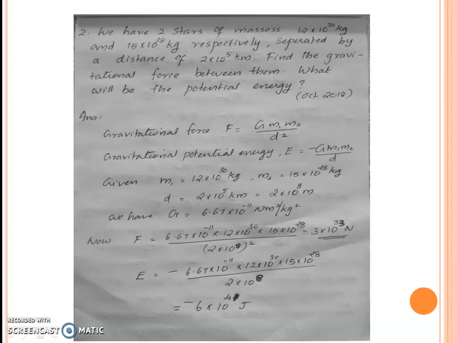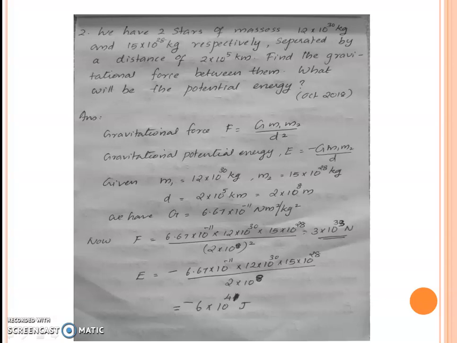The second question is, we have two stars of masses 12 into 10 raised to 30 kilogram and 15 into 10 raised to 28 kilogram respectively, separated by a distance of 2 into 10 raised to 5 kilometer. Find the gravitational force between them and what will be the potential energy. Here we have to calculate the gravitational force and gravitational potential energy. And this is a direct question.